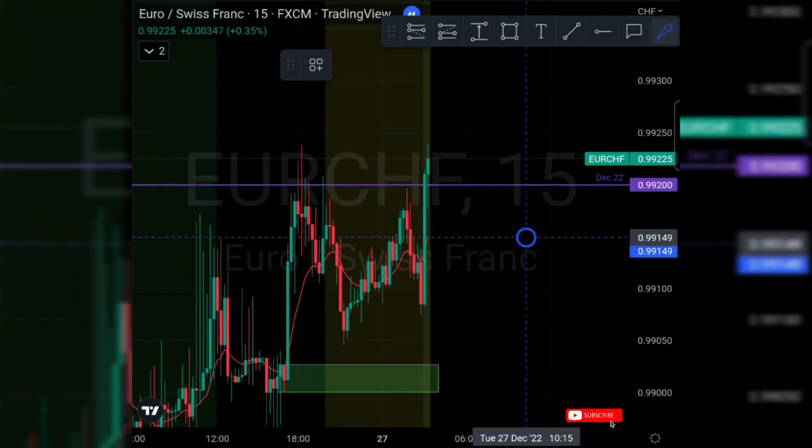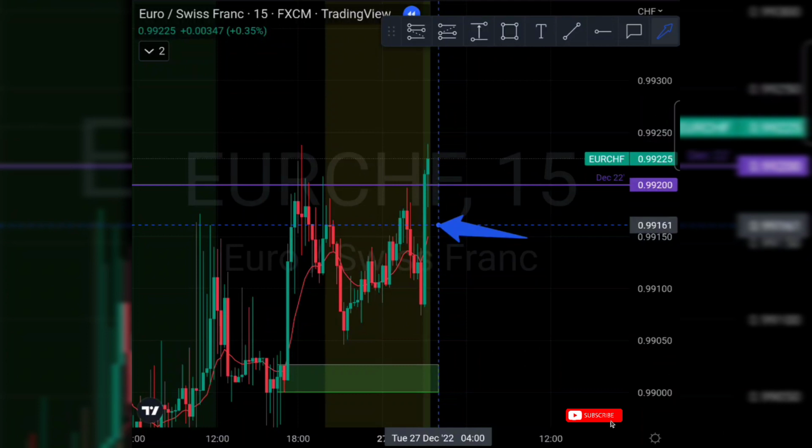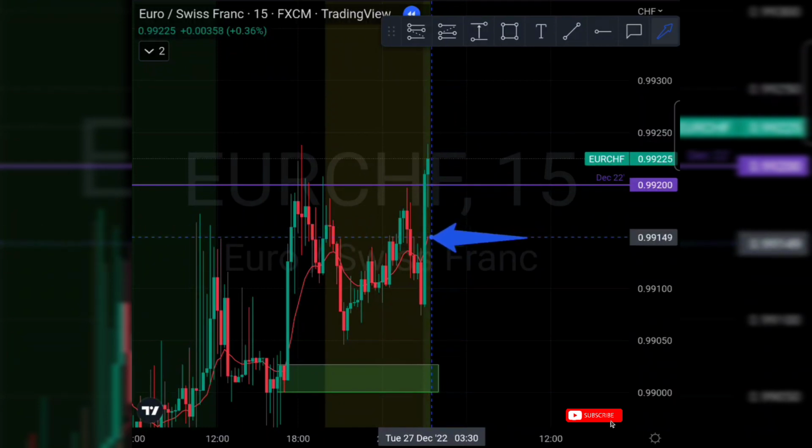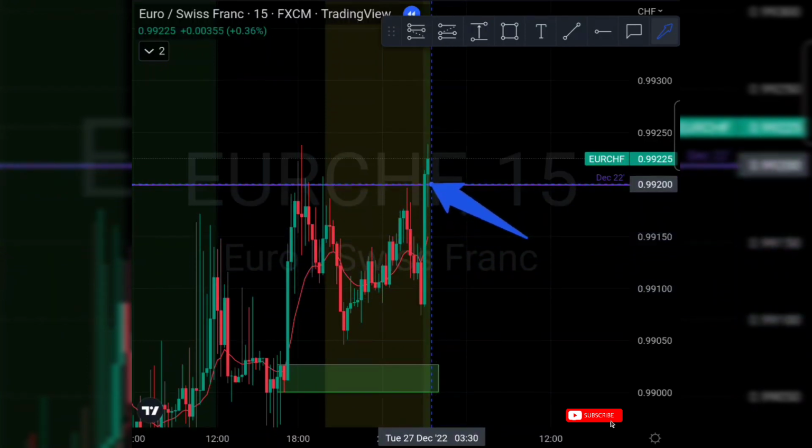I know you saw it, right? Even on my previous setup, the support, I believe it was an exhaustion candle. We have the same setup here. This big green candle is an exhaustion candle, right? Look how strong and powerful this green candle is.